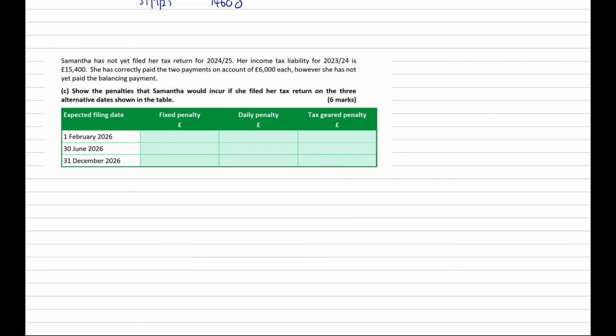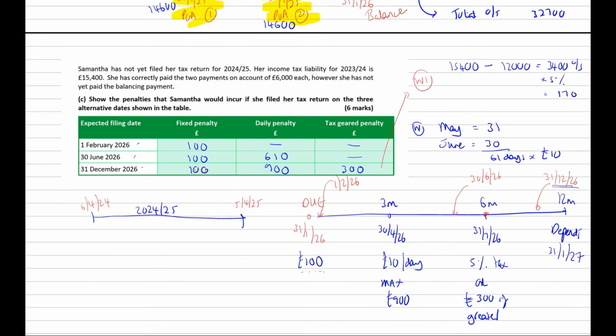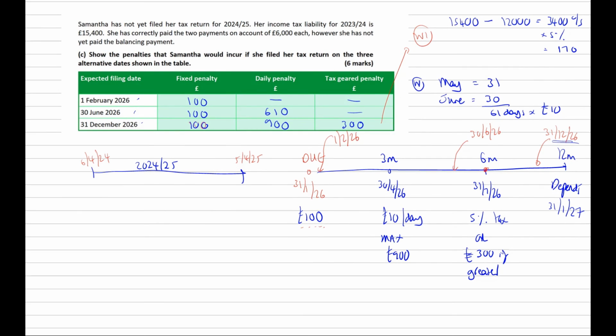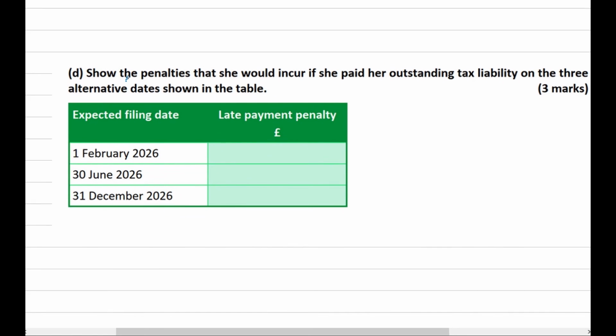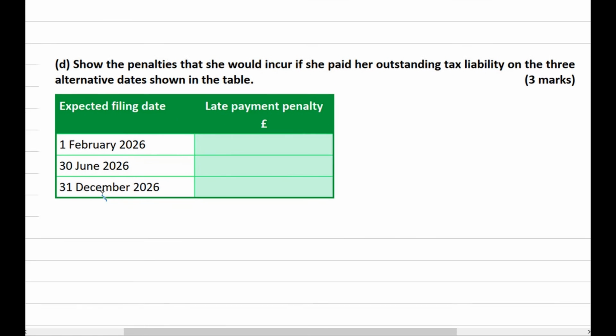Okay. And then the last bit. Part D now, don't I? Not part C. Okay, so let's just pop in part D then. So part D is to show the penalties that would be incurred if she pays her outstanding tax liability on these three alternative dates.